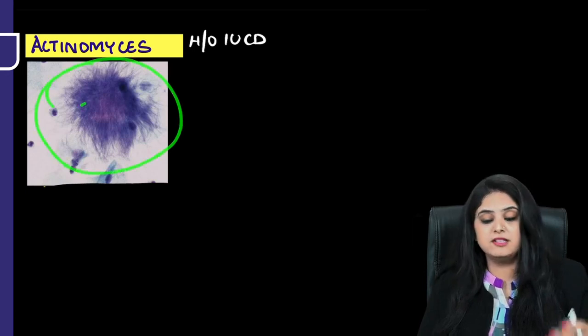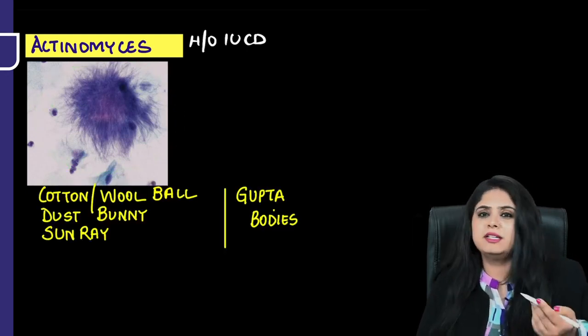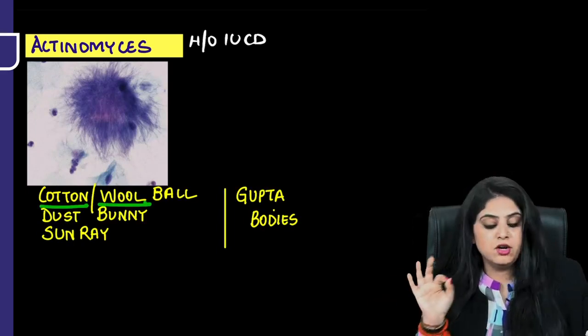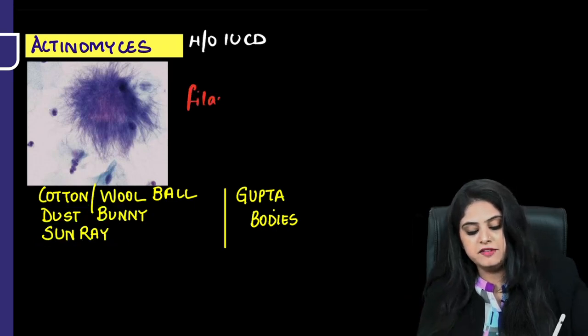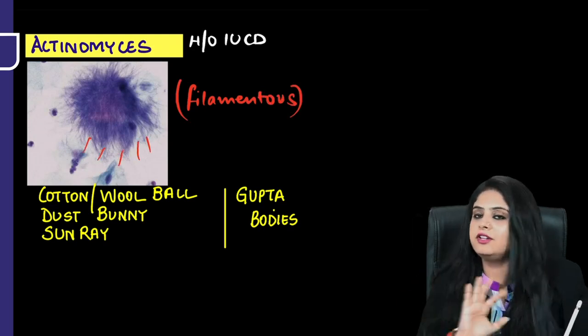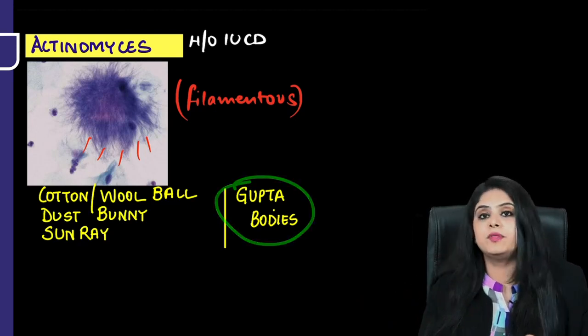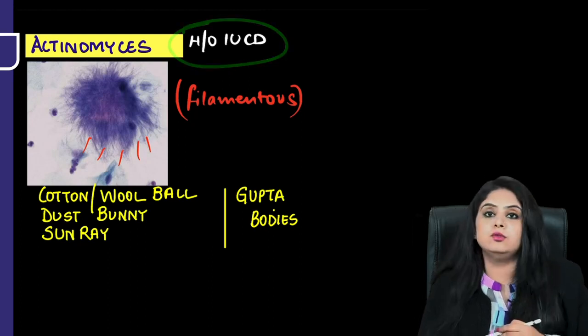How do you identify? It's looking like a ball of fur, right? So this is known by a lot of names, but they mean the same. Cotton fibers or wool fibers or dust fibers or sun ray, they all indicate that this is going to be a filamentous organism. And you can see the filaments coming out. So you call it cotton, wool, dust or sun ray, it means the same. One scientist name is also given to it, and that is the Gupta bodies. But always remember, there shall be a history of IUCD usage.